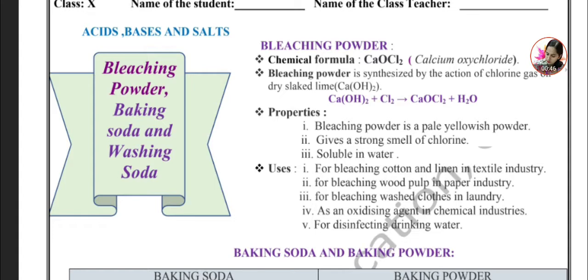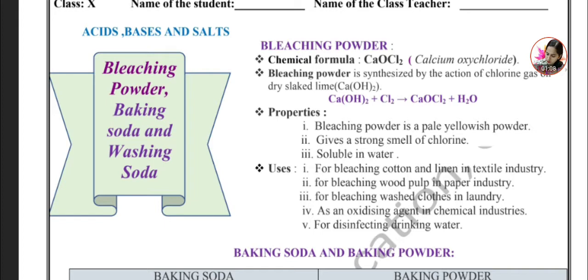What are the properties, students? It is a yellowish powder. It gives a strong smell of chlorine. And third, it is soluble in water. Okay, got it? It is pale yellow, it gives a strong smell of chlorine and it is soluble in water.